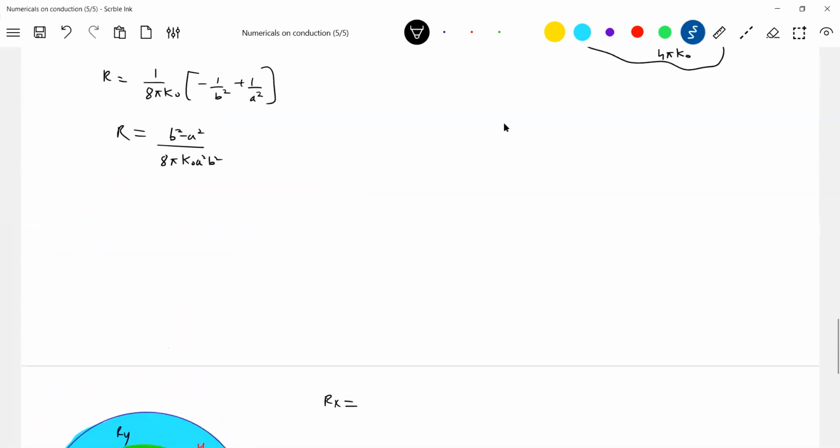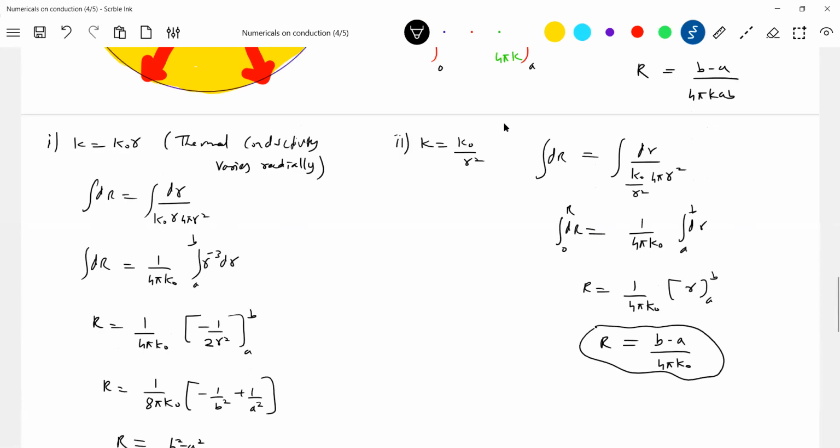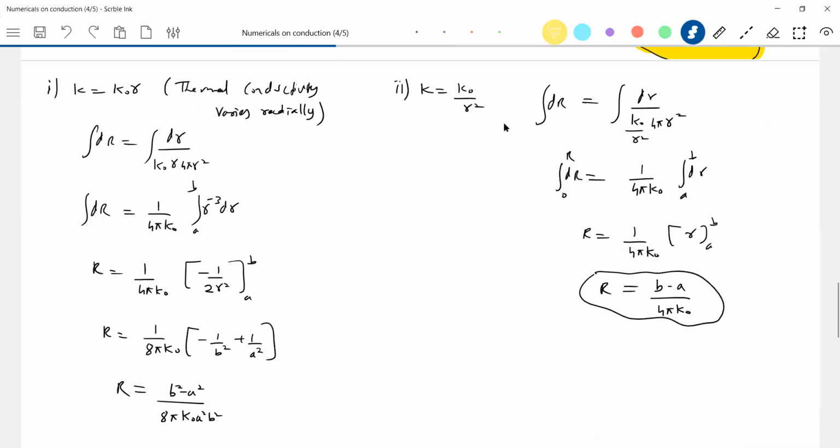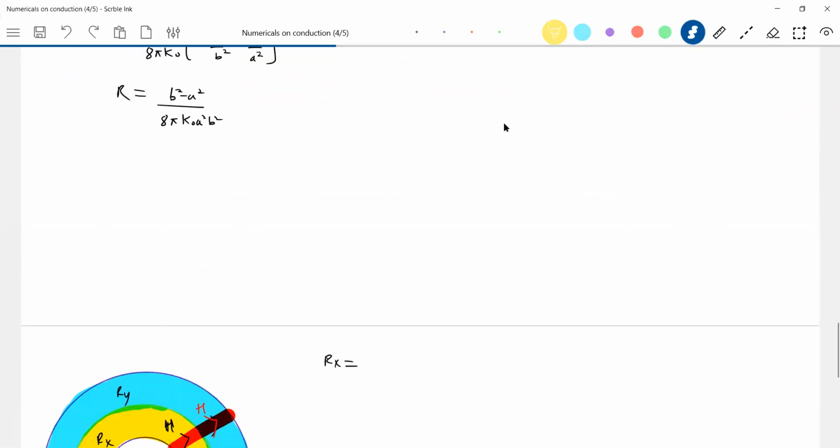Rx is equal to what is the formula? This formula: B minus A by 4 pi KAB. Very important. You should remember. If you forget this, nobody will help you. Even if you learn this, take this coaching for another 10 years, if you can't remember the standard formulas and standard methods, it is highly impossible to get even a good rank. Forget about JEE Mains and Advanced. Memory should be very good. How to get memory? Read again and again. That's the only thing.